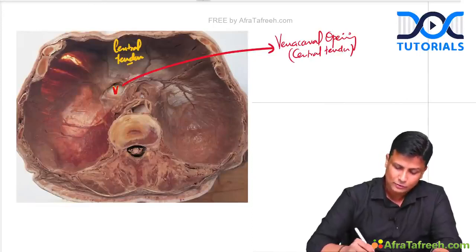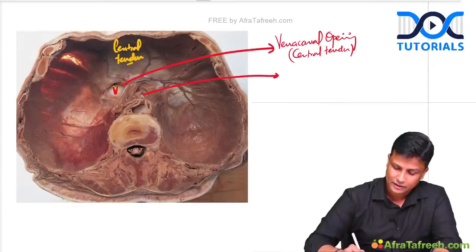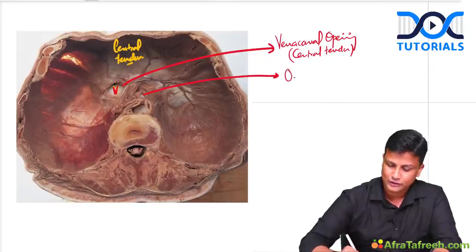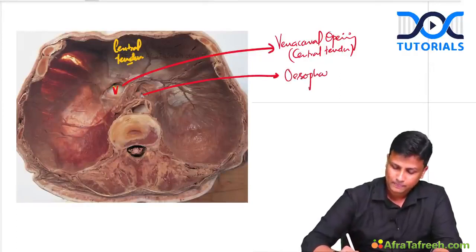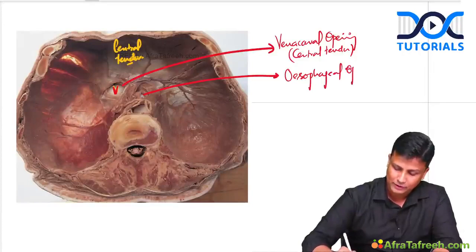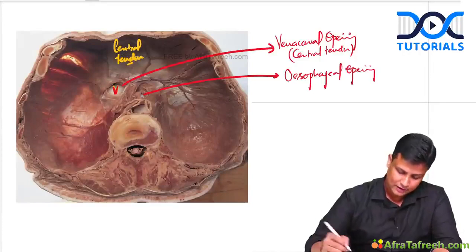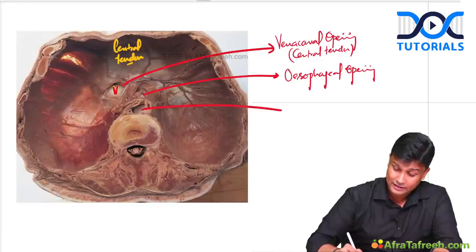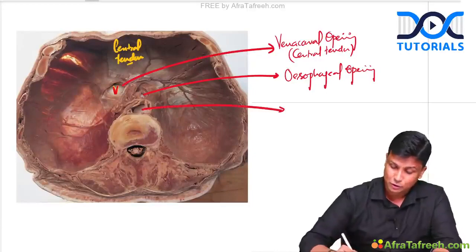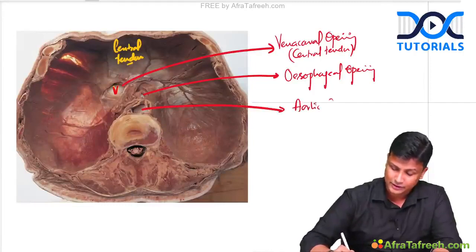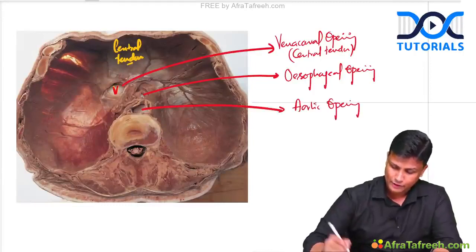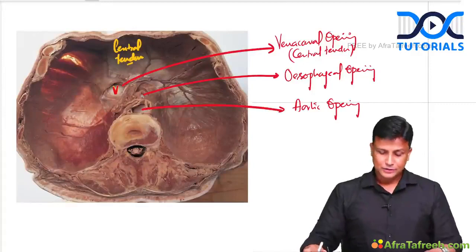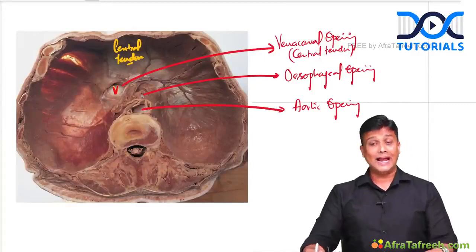Then you are able to see one more opening here, which is in the muscular part, and that opening is referred to as your esophageal opening. That is esophageal opening in the muscular part. And then one more opening that you are able to see here, that is between the right and left crus of the diaphragm. This opening is nothing but the aortic opening, guys. So there is a vena cava opening, the esophageal opening, and the aortic opening.